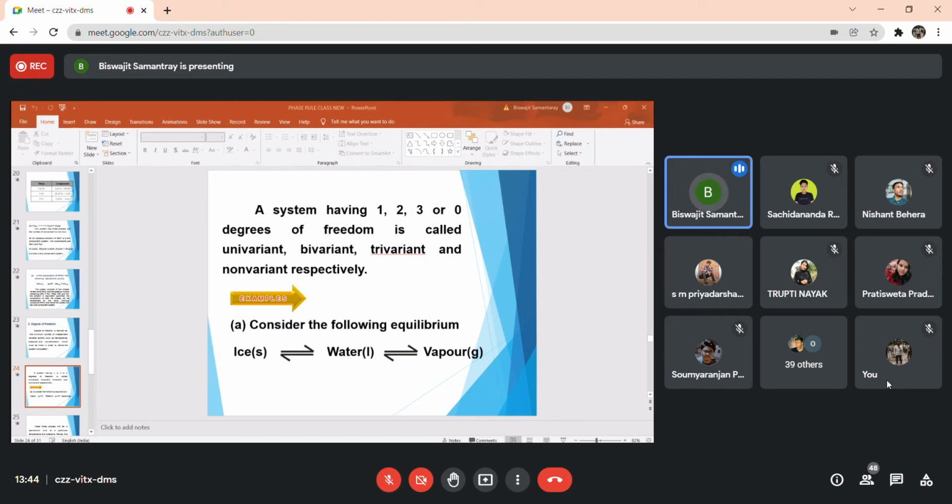What will be the degree of freedom? So the degree of freedom is 1? If P is 3 and C is 1, what will F be? C minus P plus 2, that is 1 minus 3 plus 2. Sir, 0. Yes, sir. So the degree of freedom of this system is 0.